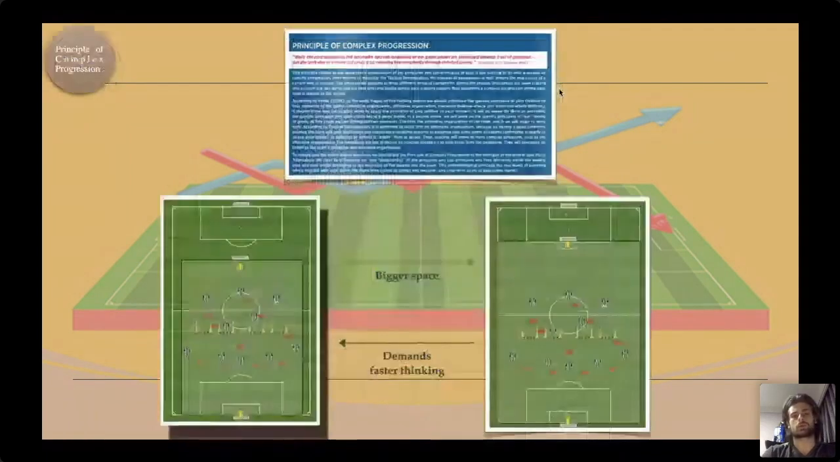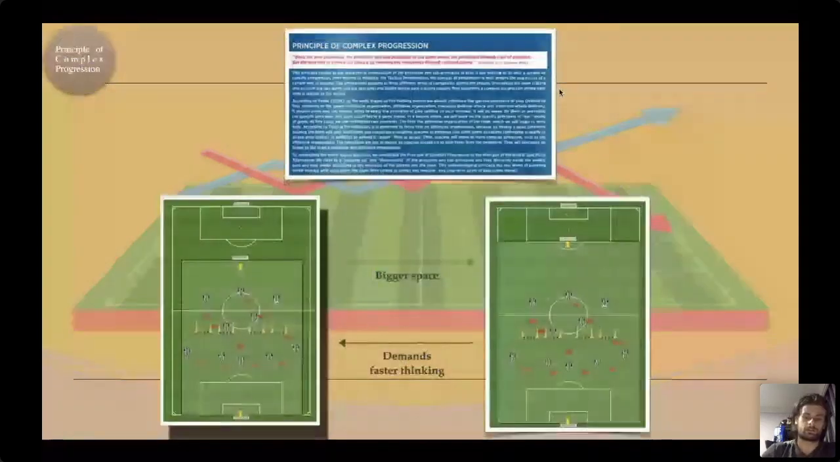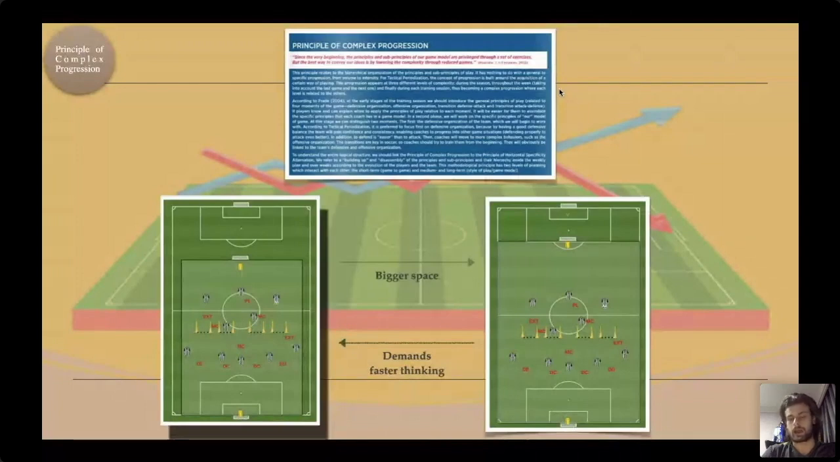Talking now about the complex progression, and this example is very good. Which one is more complex? Left one or right one? I will give you the answer. In my opinion, both are complex, but in different ways.